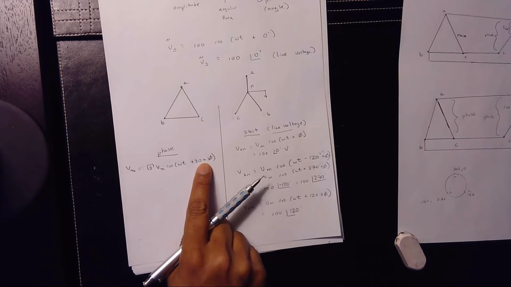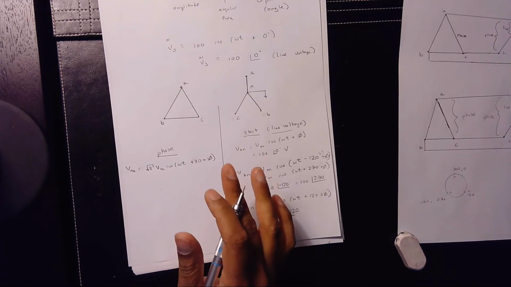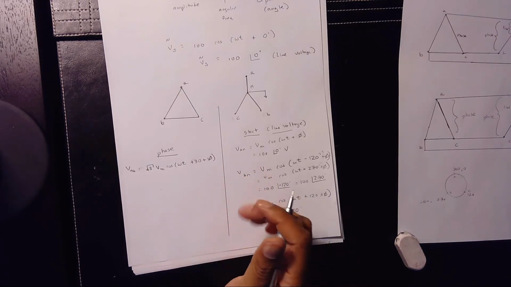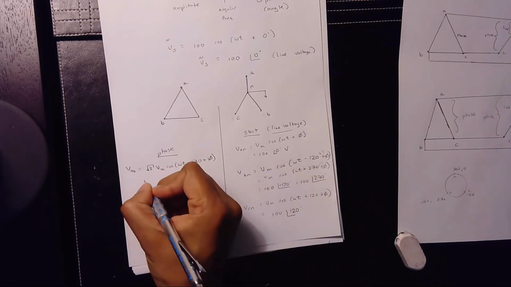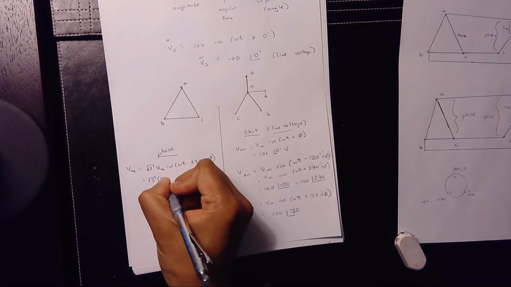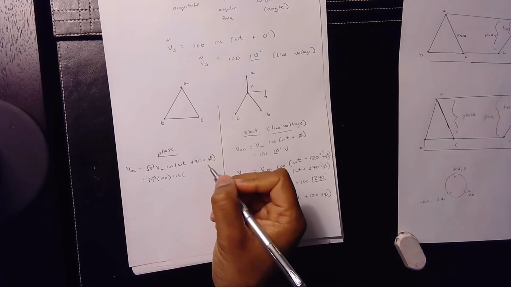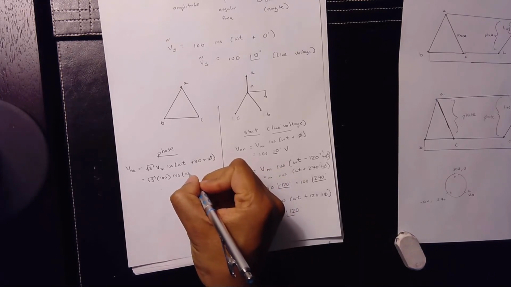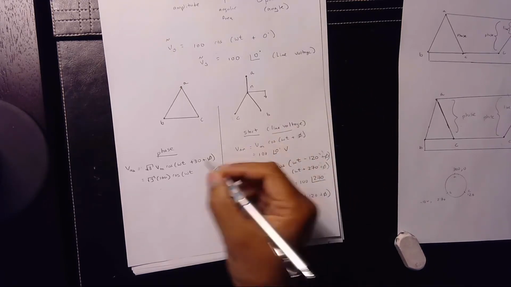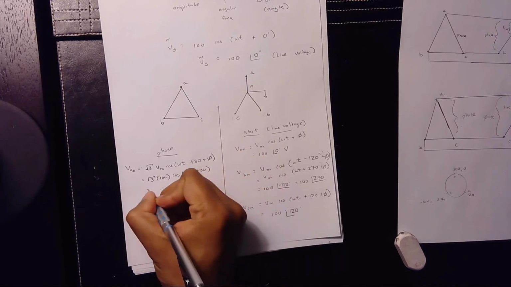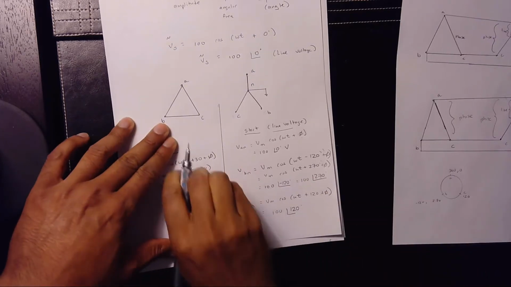So you're adding a 30. And you have a square root of 3. I don't want to go into the geometry of square root of 3. It's not really important. You just understand it's multiplied by square root of 3. So your VAB is going to be square root of 3 times 100 times cosine omega t plus phi, and your phi is 0. So you plug in a 0, you get plus 30. So this is 171 at 30 degrees.